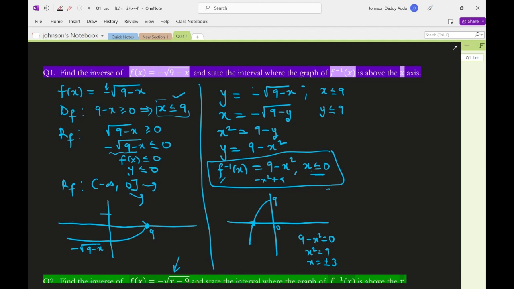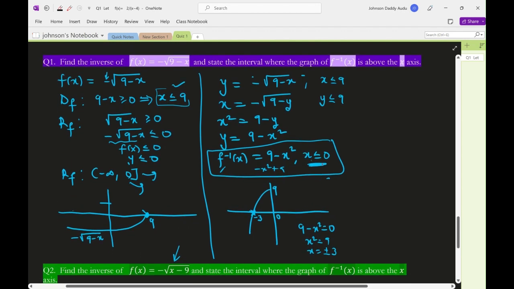But we cannot take plus 3. We only take minus 3 because we are on the negative axis. Don't forget, what is the domain of f inverse? It's only x less than or equal to 0. So you can only take the left-hand side.